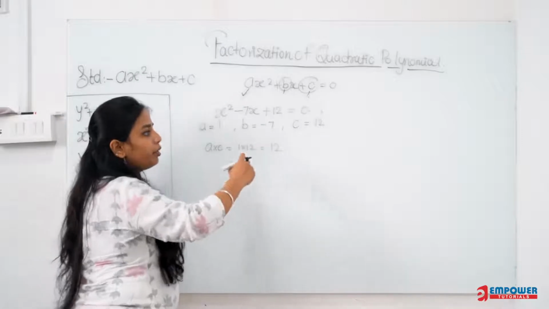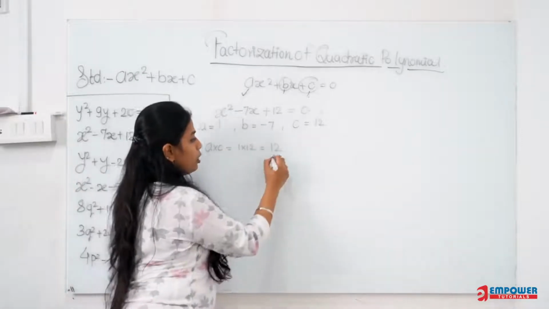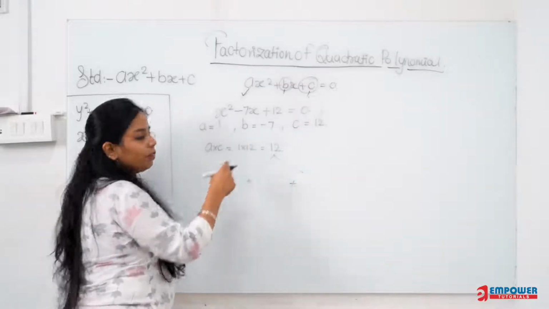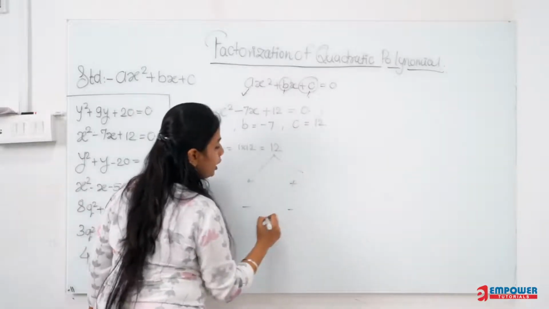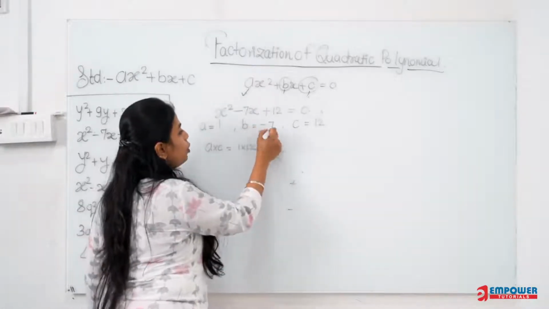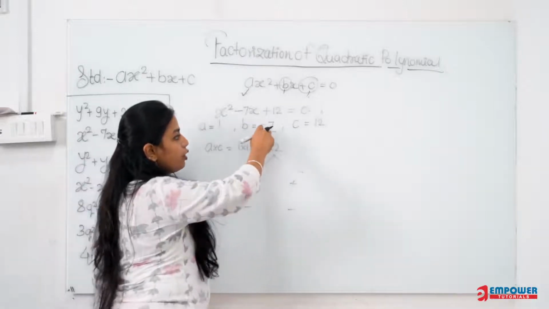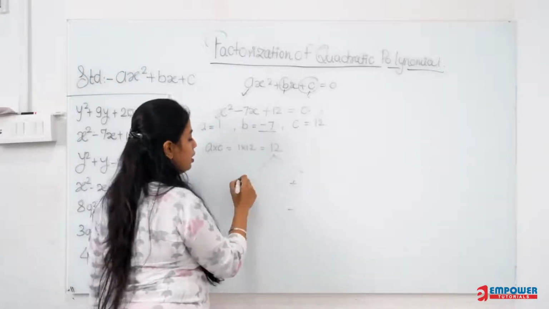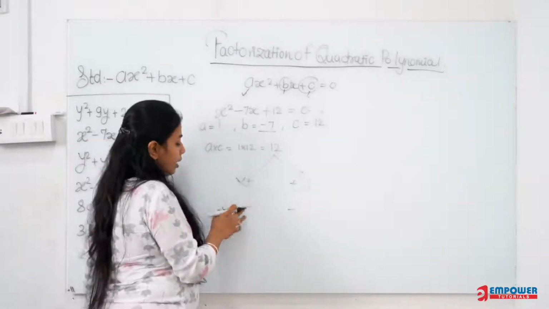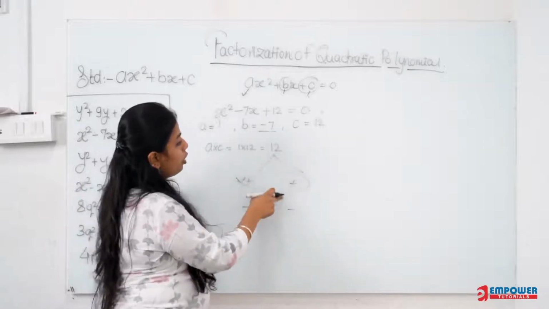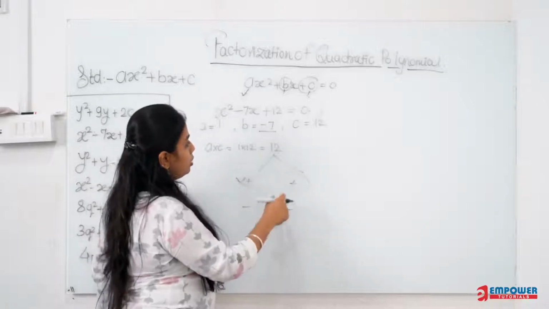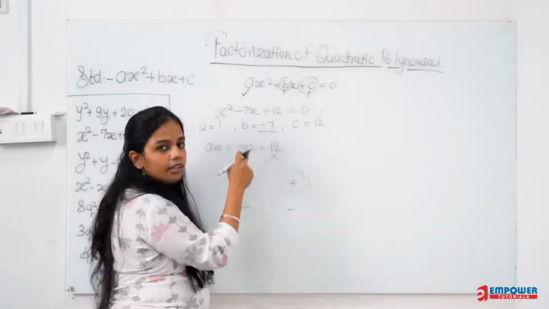So I need to find the factors of plus 12. There are two possibilities. I will have two positive numbers, because 12 is a positive number, or I will have two negative numbers as the factors. Now how to choose between these two? I will look at the coefficient of b. Since the coefficient of b is a negative number, this won't be a possibility. This 12 is the product of two negative numbers, because your coefficient of b is a negative number.